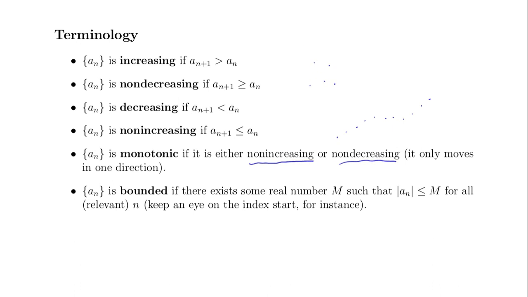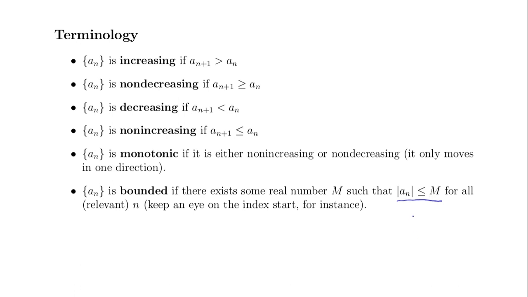Something that bounces around, where it goes up and then down and then up and then down, changes direction all the time, we wouldn't call that monotonic because it's not necessarily non-increasing the whole time or non-decreasing the whole time. If a sequence is bounded, then we're just saying that there's some real number, we call it m, but it doesn't really matter. Different places call it different things. There's some real number that's greater than or equal to the absolute value of the terms. So it could be that your sequence is bounded because they're all negative, and there's some most negative number, essentially.